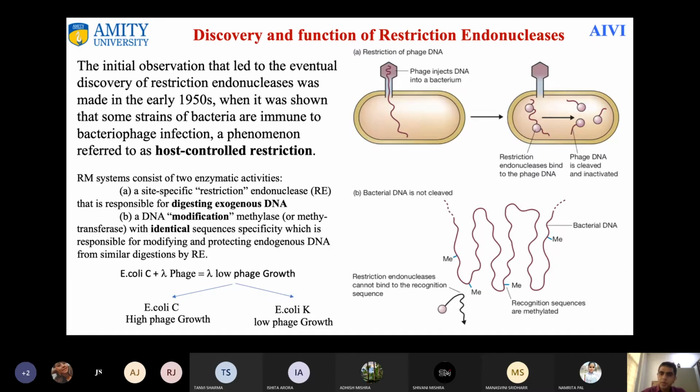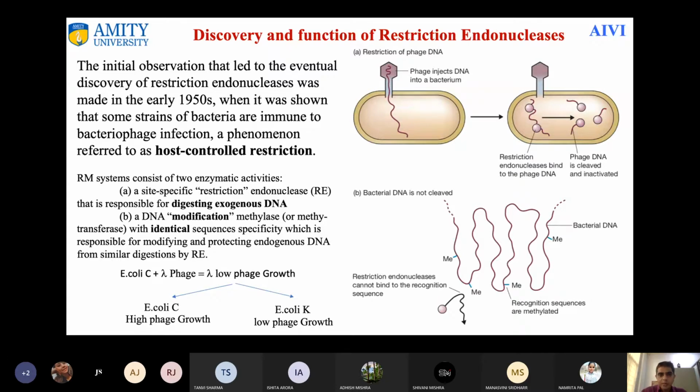So the DNA which is methylated will be recognized by the restriction enzyme as self, and DNA which is not methylated will be recognized as non-self, and it is going to produce a cut on the non-methylated DNA. So this is a simple way, a simple phenomenon, of how this restriction was discovered.